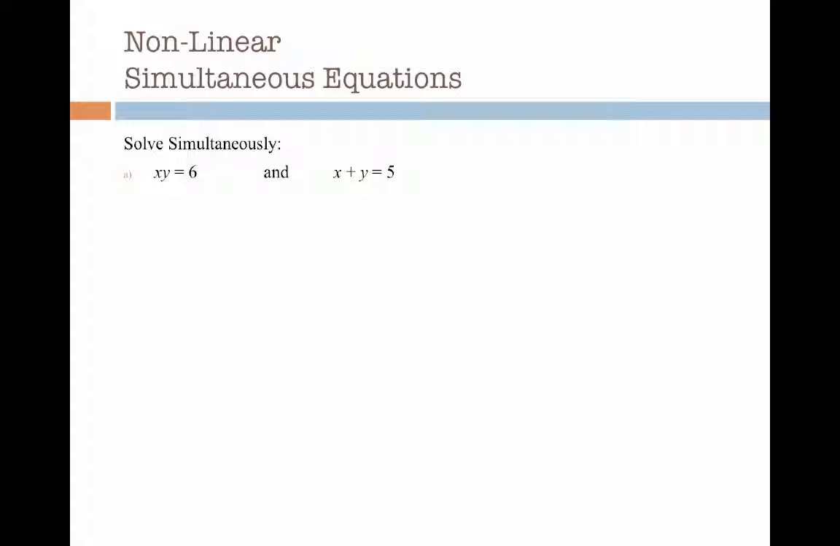Here we're asked to solve simultaneously xy equals 6 and x plus y equals 5. What this means is that we want to find values for x and y that make both of those equations true. We begin by labeling xy equals 6 as equation number 1 and x plus y equals 5 as equation number 2. This means that we can refer to them throughout our working out as 1 and 2.